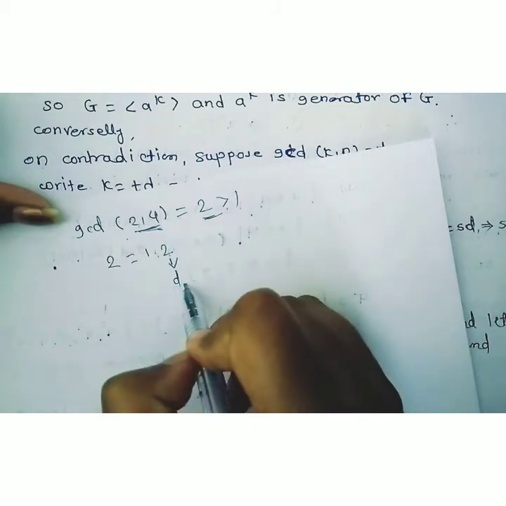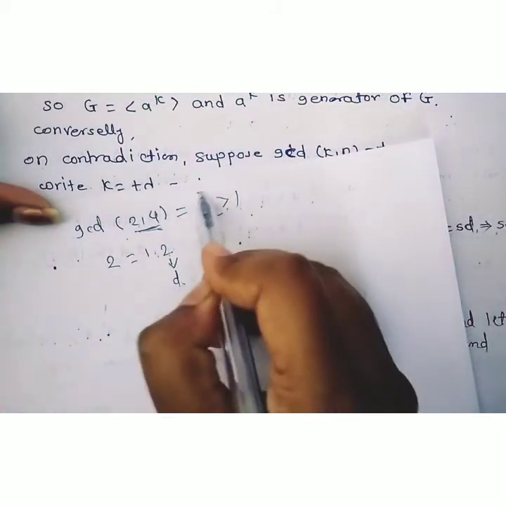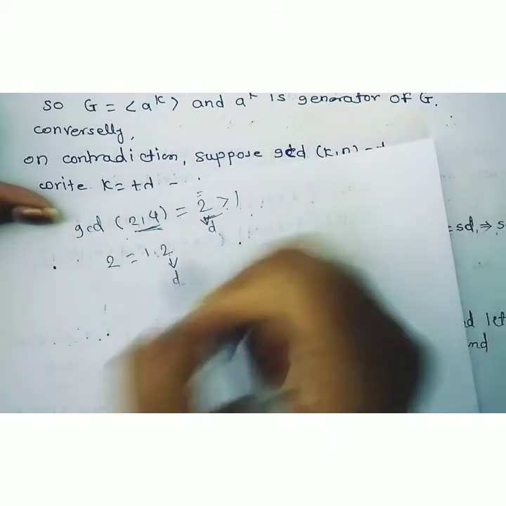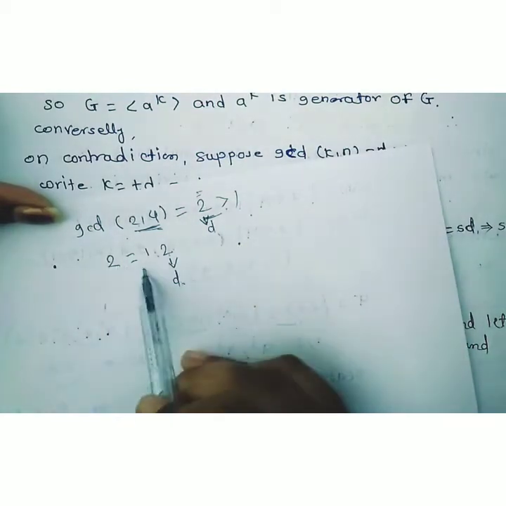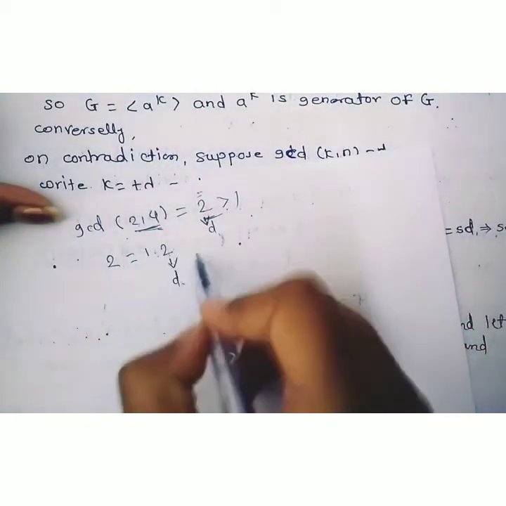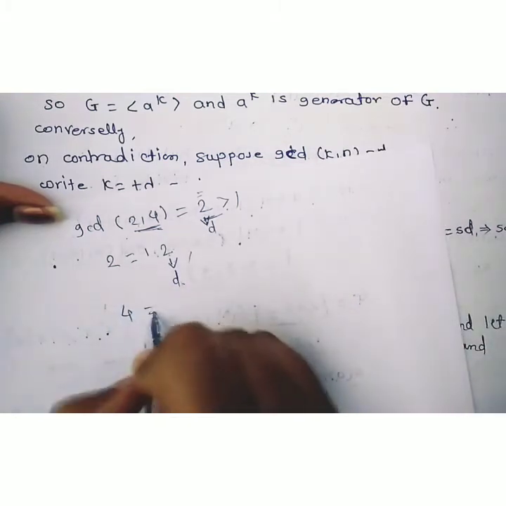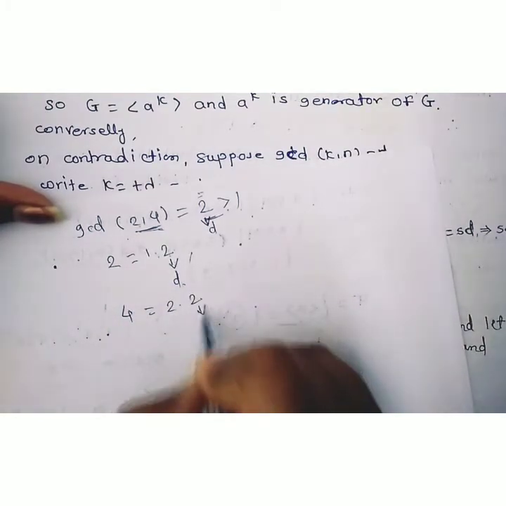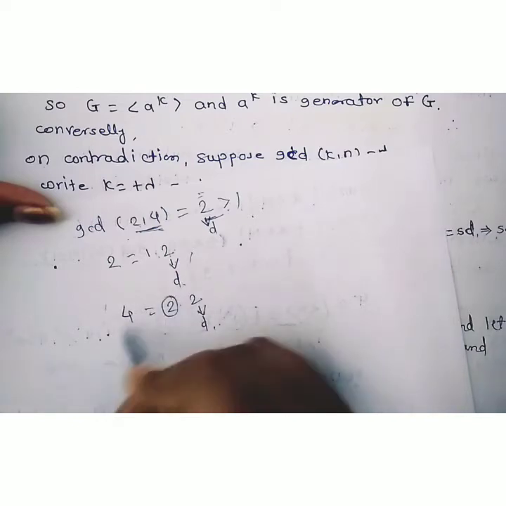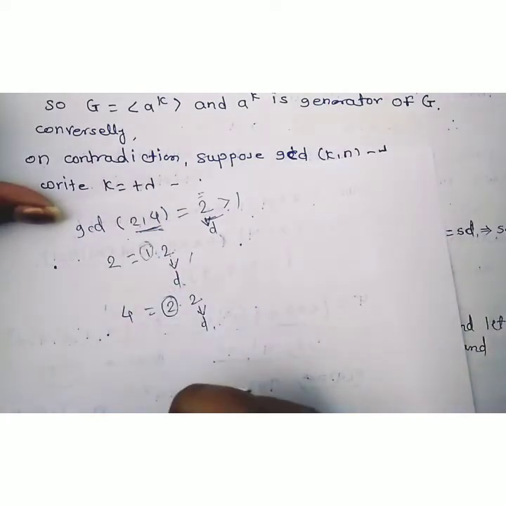d is nothing but the GCD. This element is nothing but d. 2 can be written as 1 into 2. And how can 4 be written? 4 can be written as 2 into 2, where this is nothing but d, and this is an integer. This is also an integer which belongs to Z.